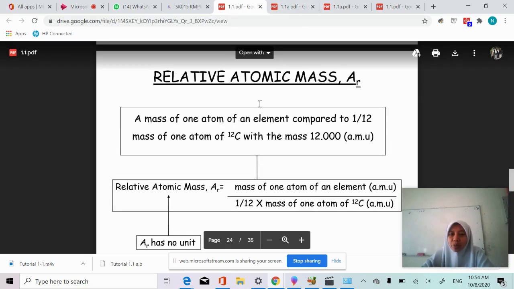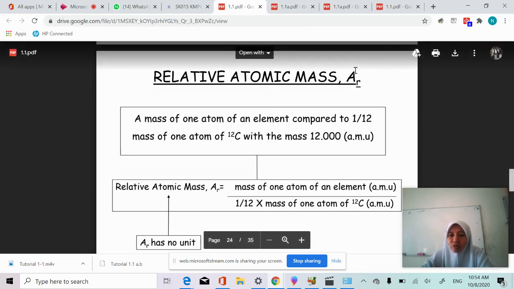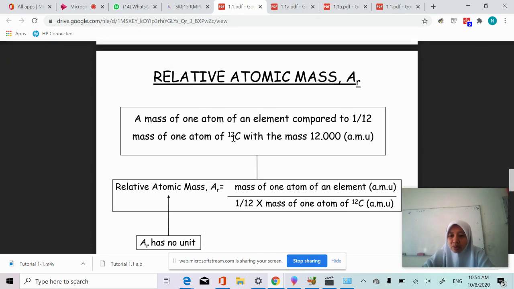Okay, let's continue with relative atomic mass, AR. The symbol for atomic mass is A, and the subscript R here means relative. By right, you should have watched the videos on Google Sites on chapter 1, but no problem. Let's recap a little bit. Okay, what is the meaning of relative? Relative means reference, with regard to something else.